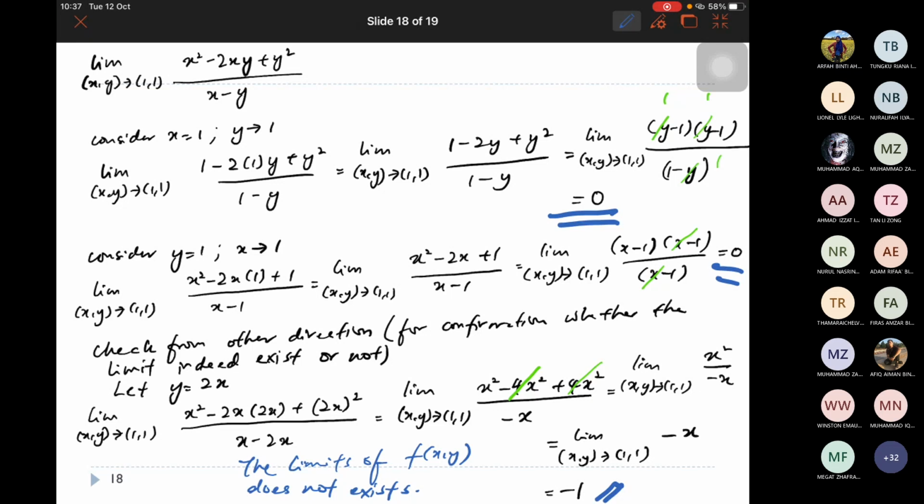Okay. So, soalan ketiga. At which points xy in the plane are the following function not continuous? Kita nak tengok dekat mana point of discontinuity.